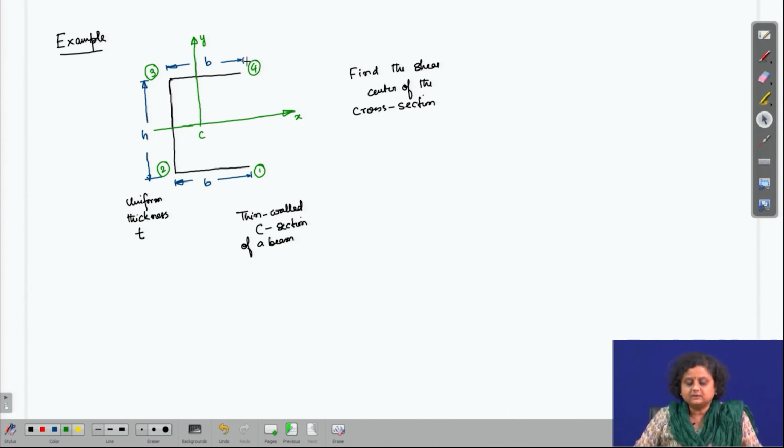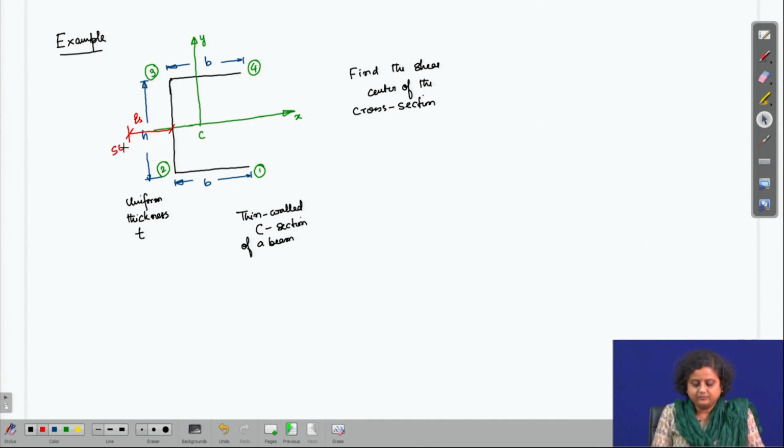So, since it lies on x axis, the only thing that we need to know is where on the x axis does the shear center lie. We can find that out if we assume that the shear center is lying at a distance zeta from the web of the C section. So, let this be shear center.